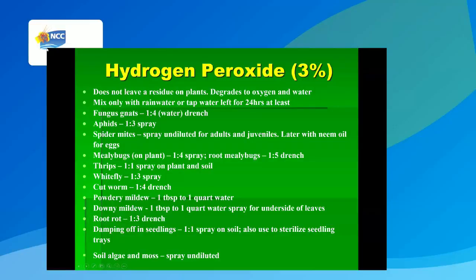So you use that, for those two fungi, at the rate of 1 tablespoon to 1/4 water. As a root drench, 1 to 3, and so forth. For damping off of seedlings, spray it onto the soil, and you can even use it to sterilize your seedling trays before you use them again. Next slide, please.